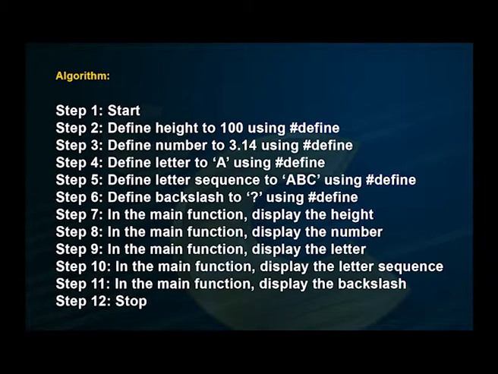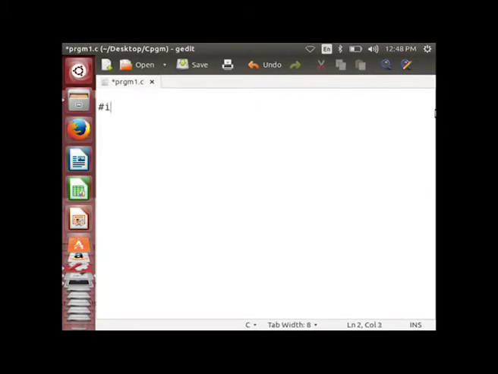Step 7, in the main function display the height. Step 8, in the main function display the number. Step 9, in the main function display the letter. Step 10, in the main function display the letter sequence. Step 11, in the main function display the backslash. Step 12, stop. We shall implement this algorithm as a C program. Let us first type this program.